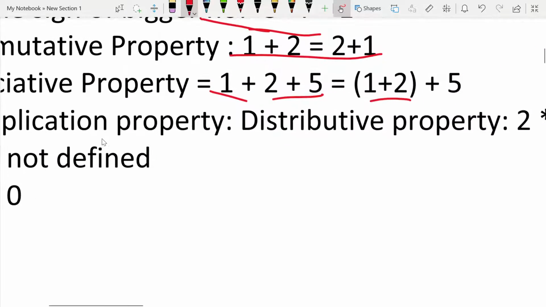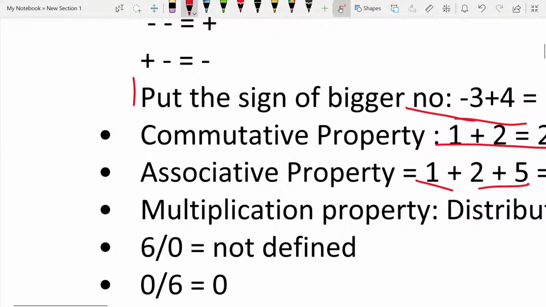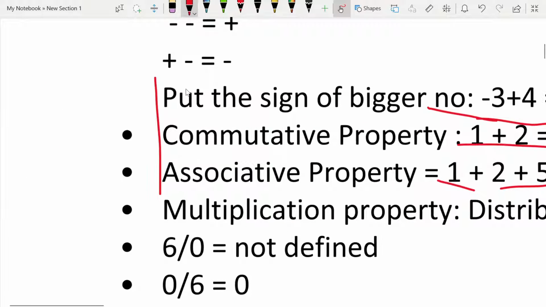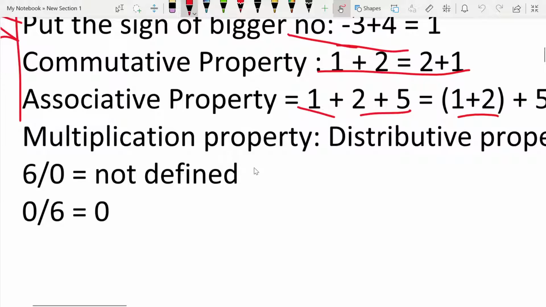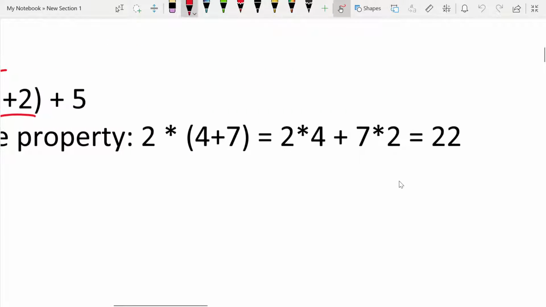Multiplication property can be distributive property. Now, these three properties can be used for multiplication as well. Sorry, this is not a property, not this one. But these two properties can be used for multiplication as well. But this one, this distributive property is only for multiplication.